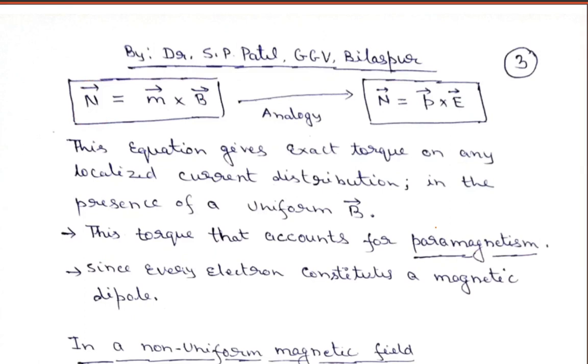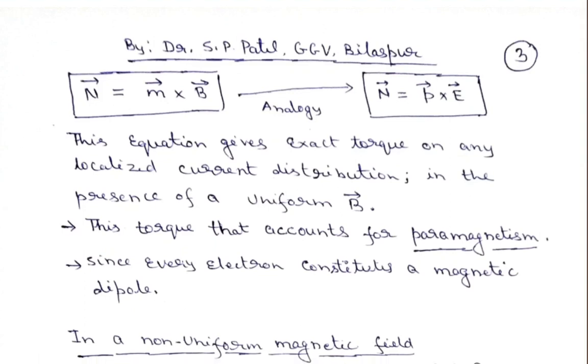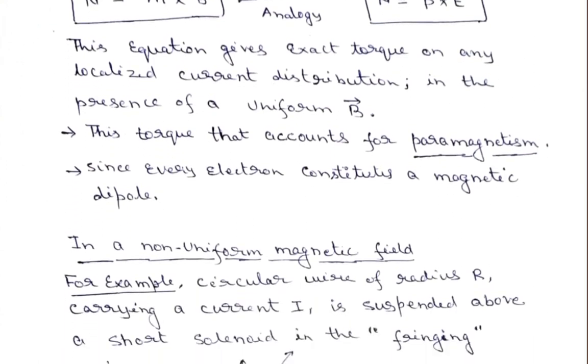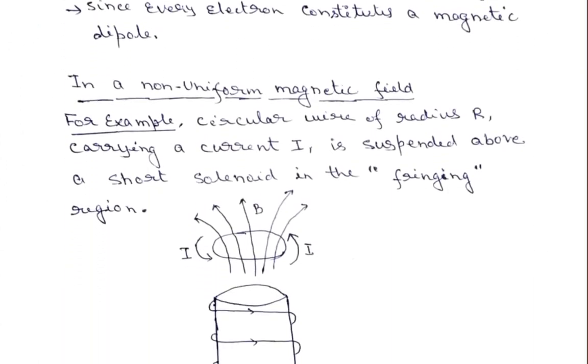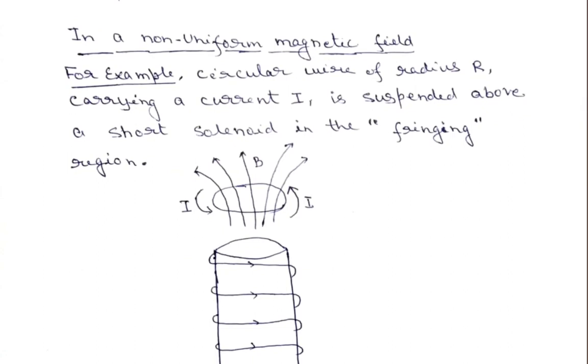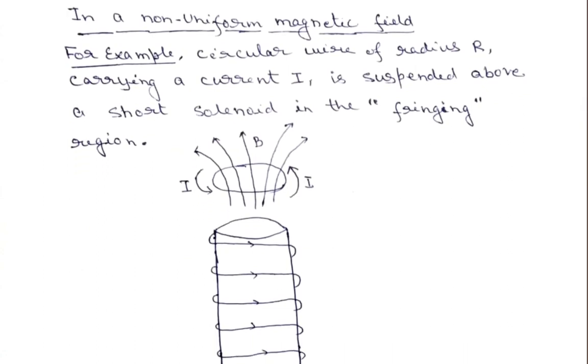Okay, since every electron constitutes a magnetic dipole within a material, now let us assume that the magnetic field is not uniform. Whatever we have learned so far is for the uniform magnetic field. We can consider a non-uniform magnetic field, and this can be generated, let us say, with a solenoid.